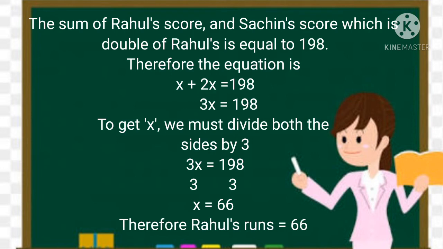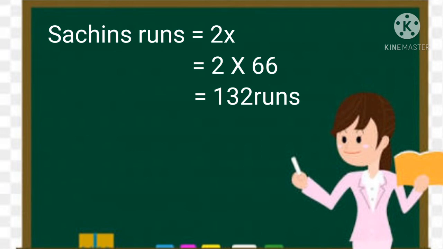When we add x plus 2x, we get 3x is equal to 198. To get x, we must divide both the sides by 3. 3x upon 3 equals 198 upon 3. 3 and 3 get cancelled, x remains, is equal to... 3 sixes are 18, and 1. Once again, 3 sixes are 18. So x is equal to 66. Therefore, Rahul's runs is 66, whereas Sachin's runs is equal to 2x, that is 2 into 66, which gives us 132 runs.